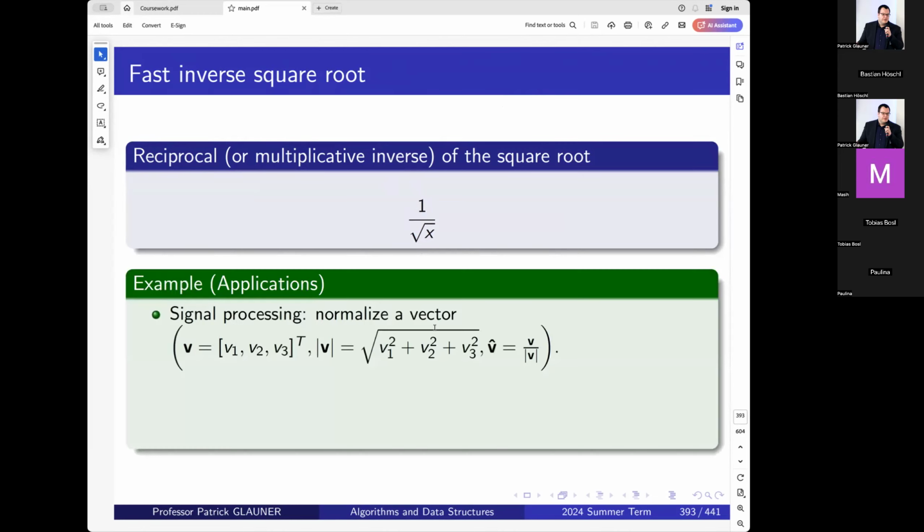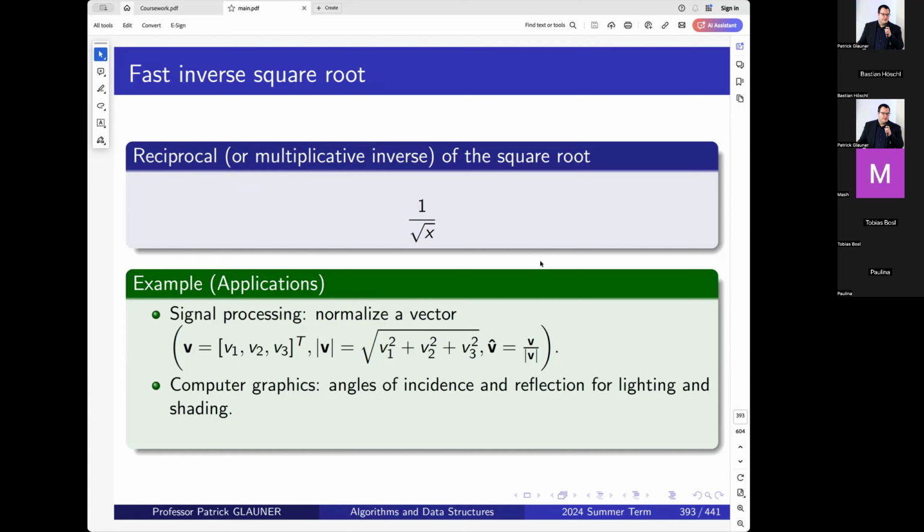For example, in signal processing, just to normalize a vector, say we have a vector which has 3 entries, v1 through v3, and you want to know its length. So the length of v is just v1 squared plus v2 squared plus v3 squared, and you take the square root of the sum. And then, we had our vector v, and v normalized is you just take v and you divide it by its length. And then you have normalized this. So we're dividing by something here, and we're eventually dividing by the square root of something.